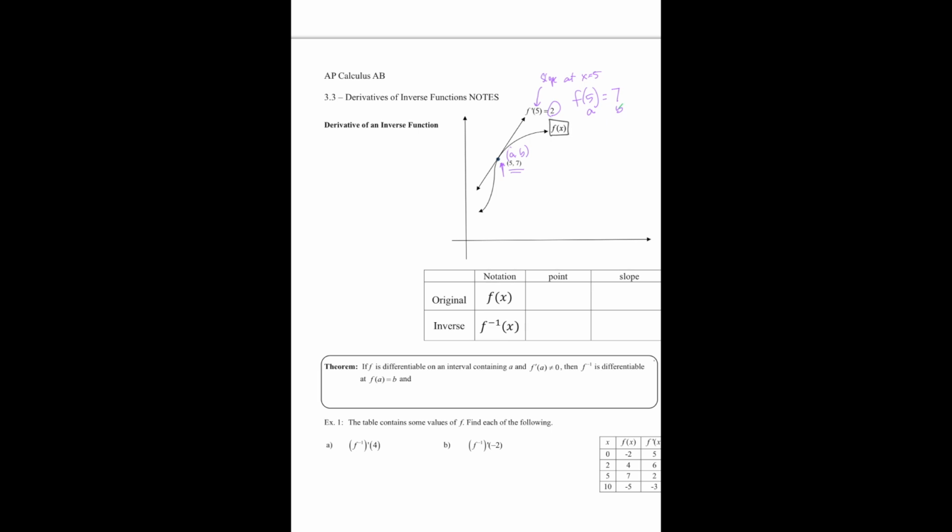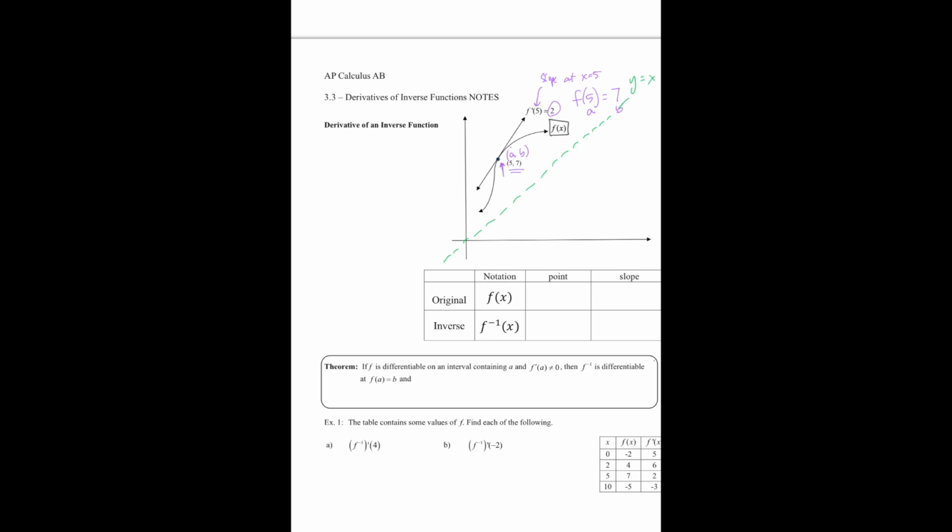Okay, now I'm going to switch colors, and we're going to try to draw the inverse of this function in. I'm going to do this in a different color. The inverse reflects over this line. This line is y equals x.